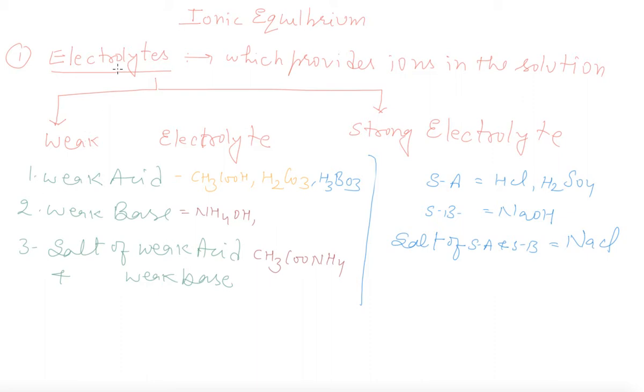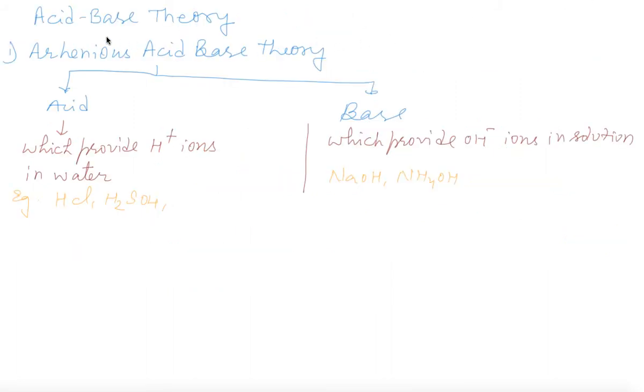They dissociate in water and give you ions. Any solution that gives ions is an electrolyte, whereas electricity in metals is due to the electrons. The second part of this topic is acid base theory. The first theory we will discuss here is Arrhenius acid base theory. Dear students, number one is Arrhenius acid base theory. This you know from the 10th standard.